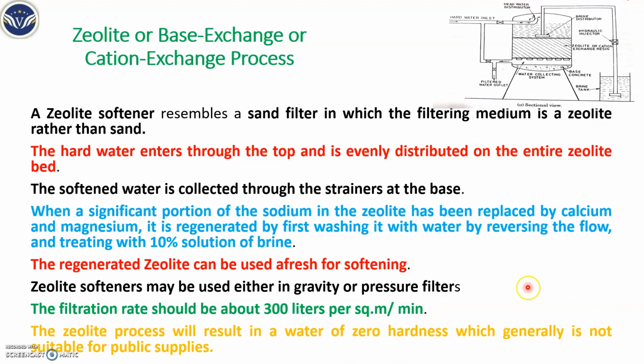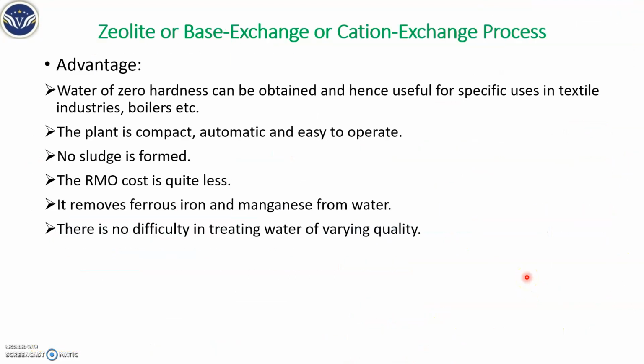It can be used in industry. This process is widely used in industry. So what are the advantages of this process? As stated earlier, hardness becomes zero, so it is excellent. It can be used in industries such as the textile industry, and it can be used in boilers itself.